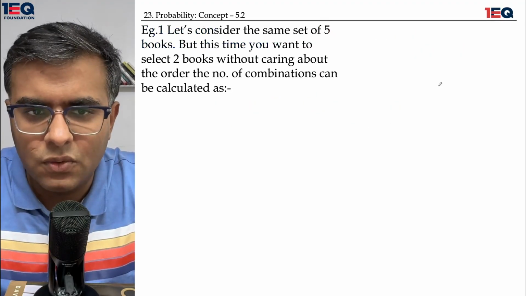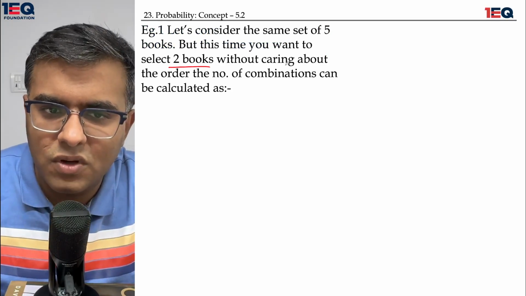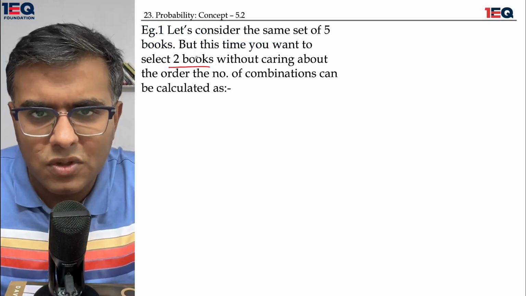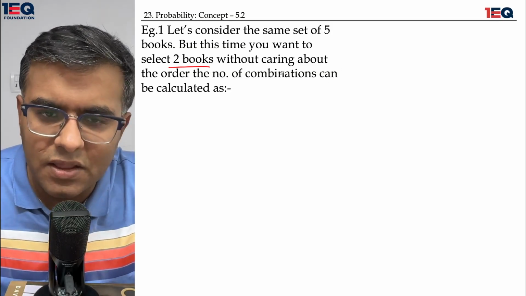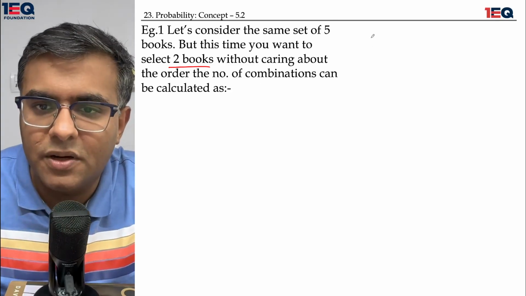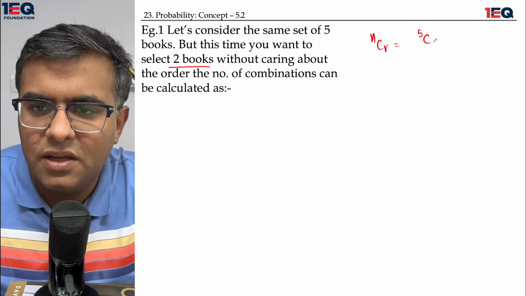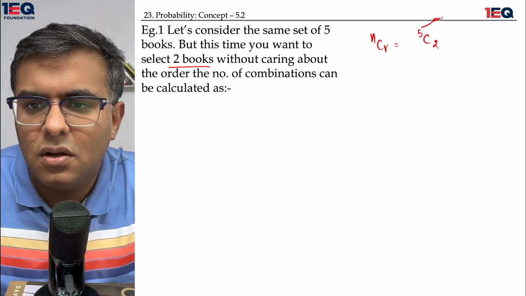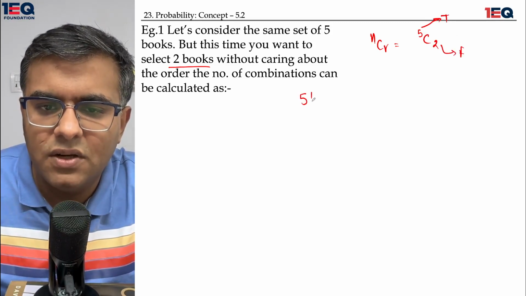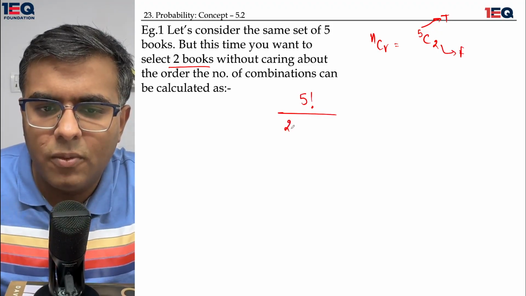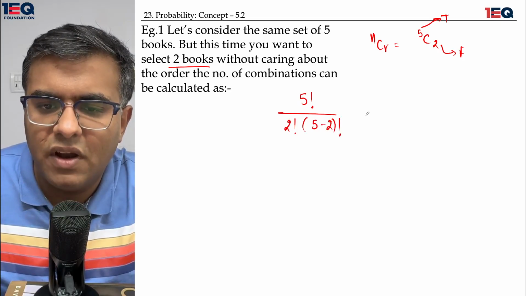So I'll be taking you through the questions now. Let us consider the same set of 5 books, but this time you want to select 2 books without caring about the order. No matter if the 2 books come together or they don't come together. The number of combinations can be calculated by what method? Here we would use nCr, the formula of combinations, which is nothing but 5C2. 5 is the total and 2 is the favorable. So 5C2 stands for 5 factorial whole upon 2 factorial multiplied by 5 minus 2 factorial.